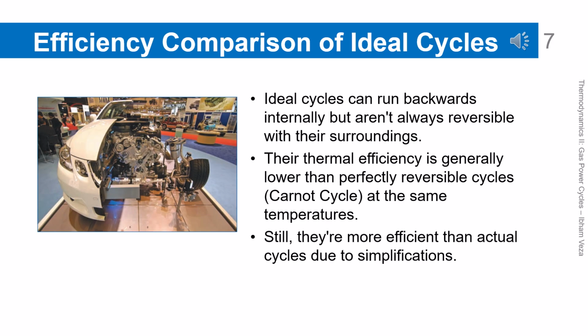Efficiency comparison of ideal cycles. Even though they are ideal, these cycles are not always reversible with their surroundings. Their efficiency is generally lower than the Carnot cycle at the same temperature limits. However, they still perform better than real cycles because internal losses are neglected. This comparison helps place ideal cycles within the performance spectrum. It shows the gap between theory and practice.